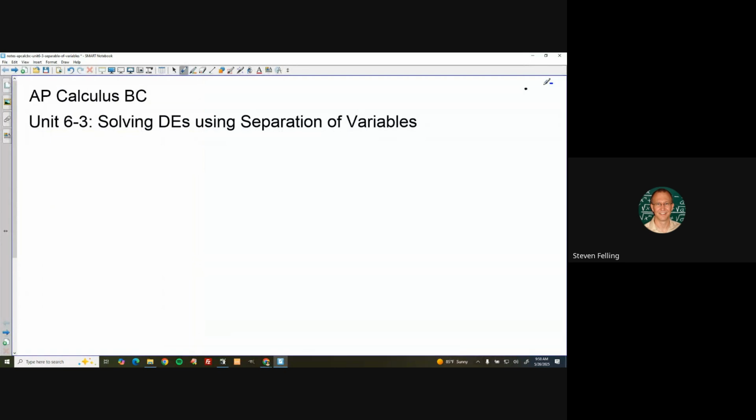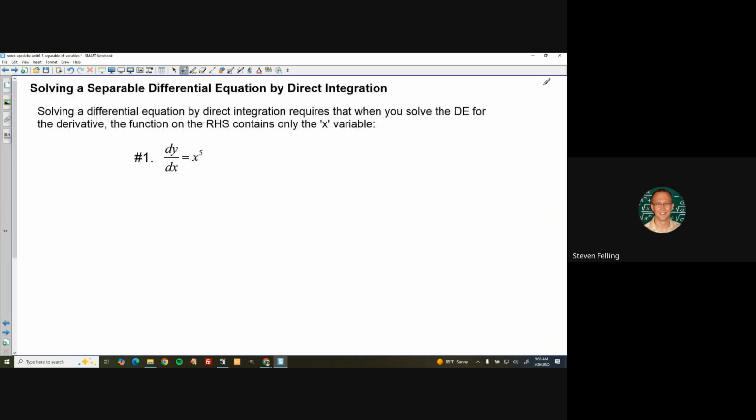Okay, this video is for AP Calculus, and we're talking about solving differential equations using a method called separation of variables. This is the main method that we use when we can't just do an antiderivative. So we've seen one method so far.